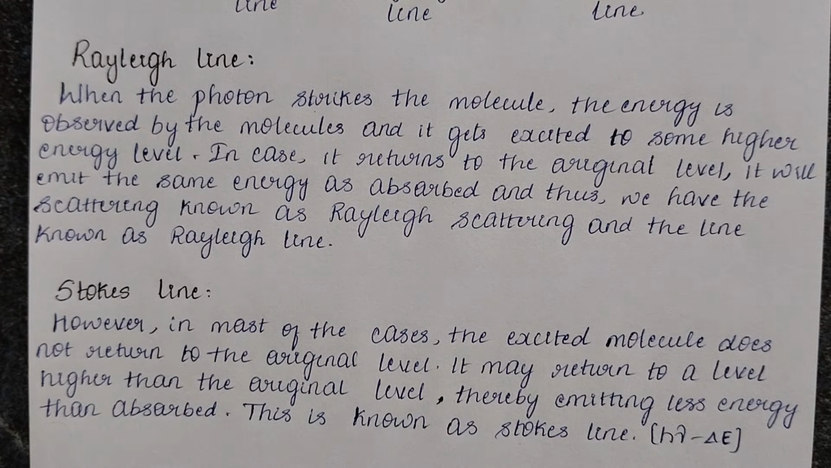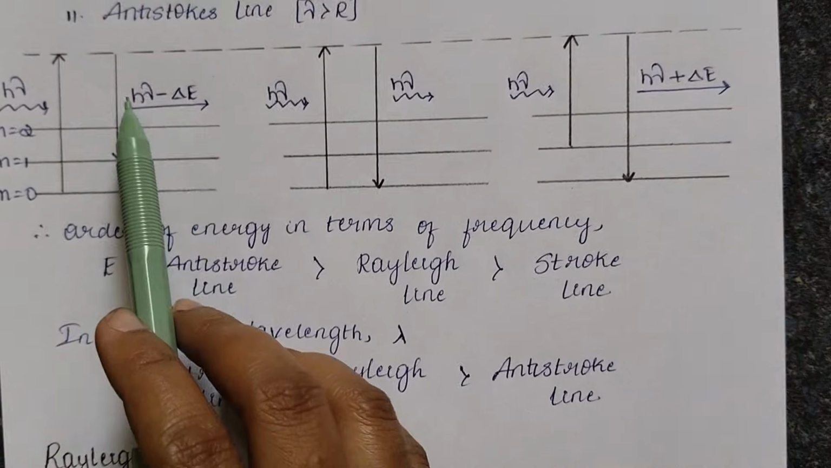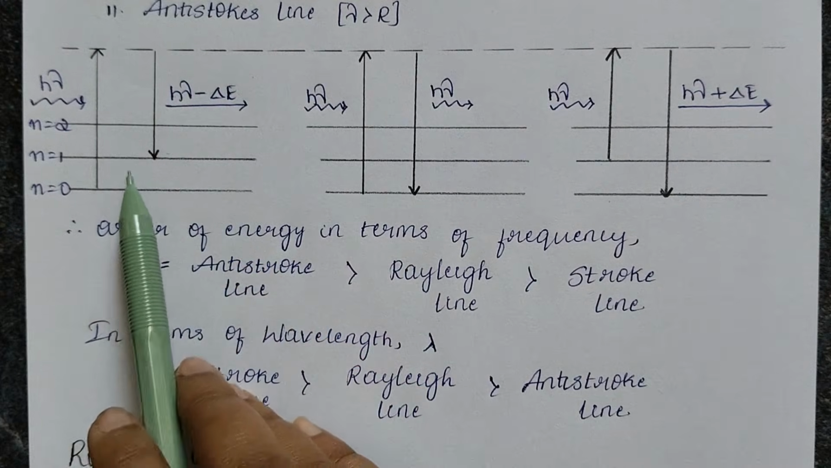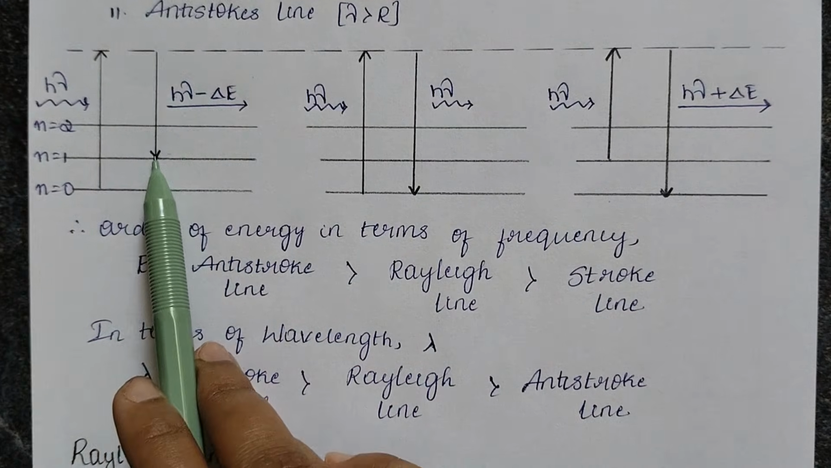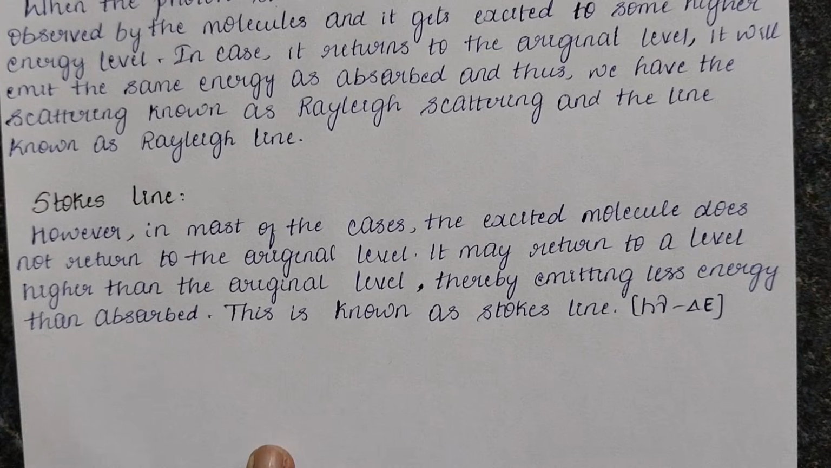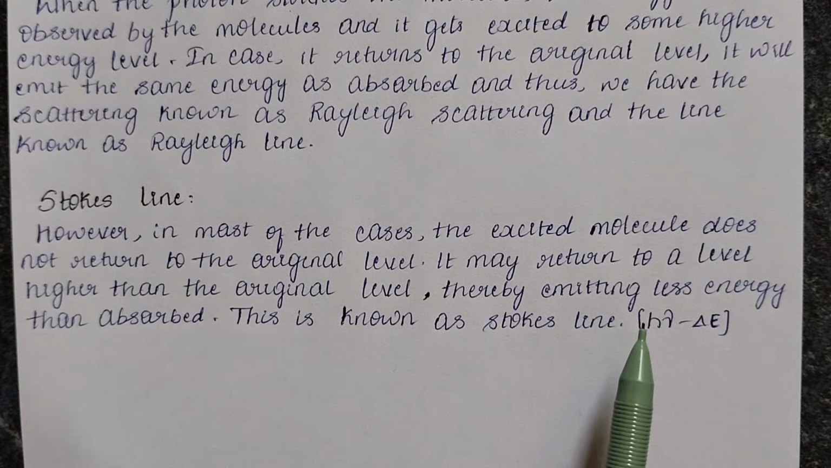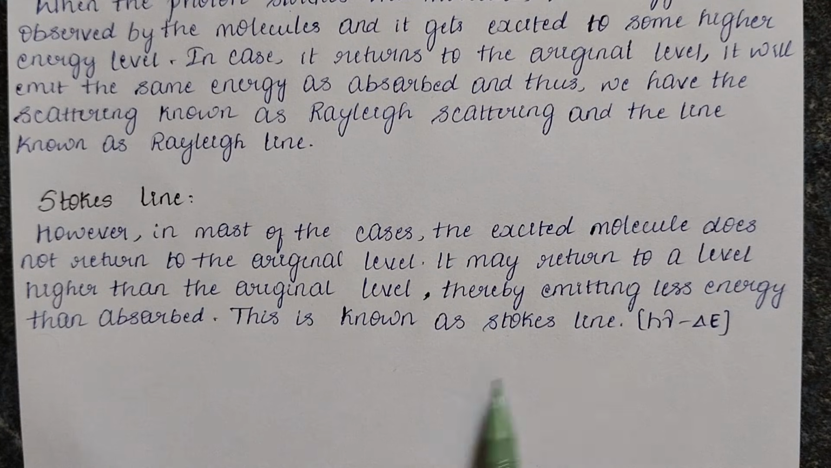And when it comes to Stokes line, in most of the cases the excited molecule will not return to its original level. It may return to a level higher than this original level, that is as seen in this first case. It will not initially get back to n is equal to 0, but it will land in n is equal to 1, and thereby will be emitting less energy than the absorbed. This is known as Stokes line, which is given by h nu minus delta E. So the amount of energy which is released will be lesser when compared to the Rayleigh line, that is h nu.